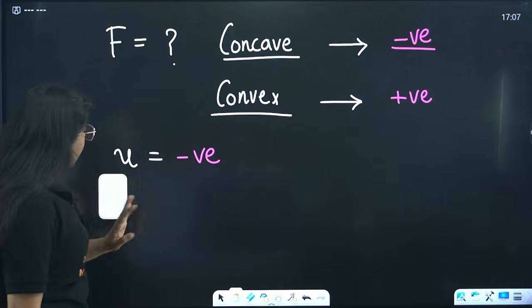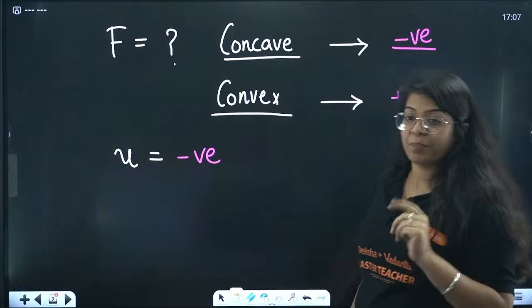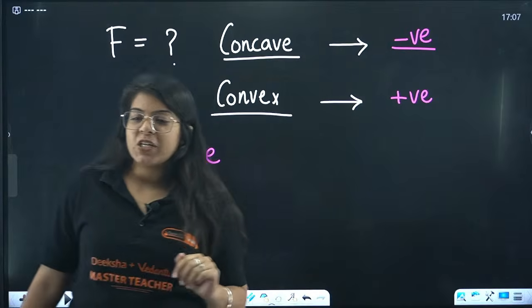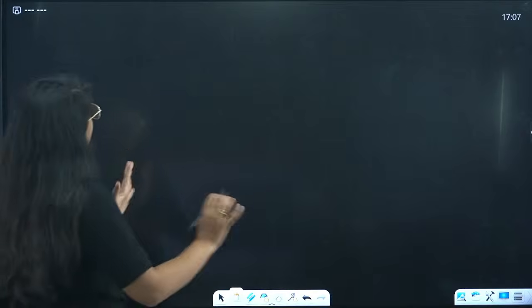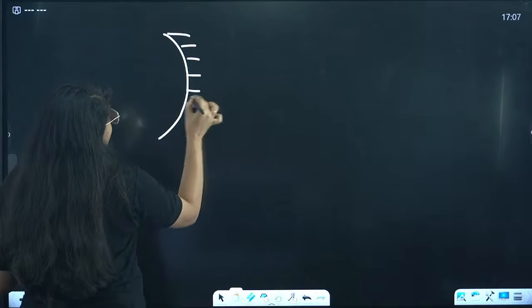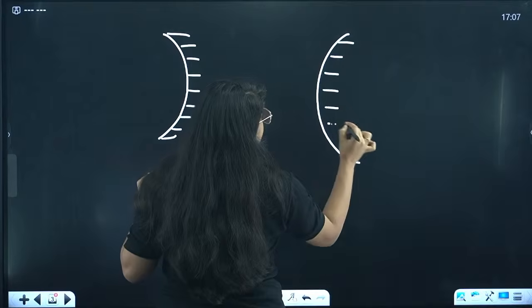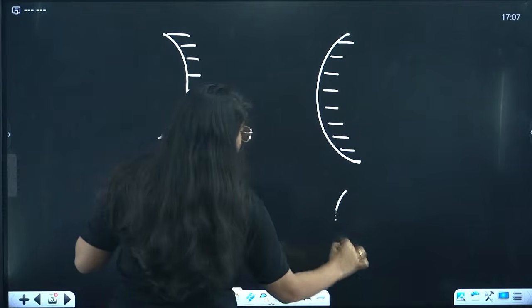Okay. If we talk about V, then we have to talk about lenses and mirrors separately. Right? Ma'am, but why is every object distance negative? Okay. Look at this. If you make any ray diagram, this is your concave mirror, right? This is your convex mirror. Done. This is your concave lens. This is your convex lens.